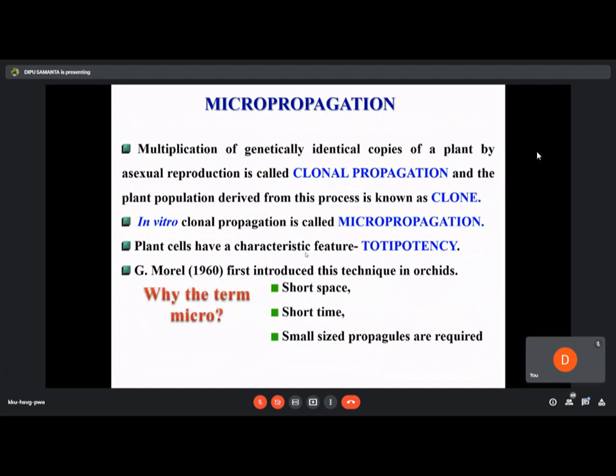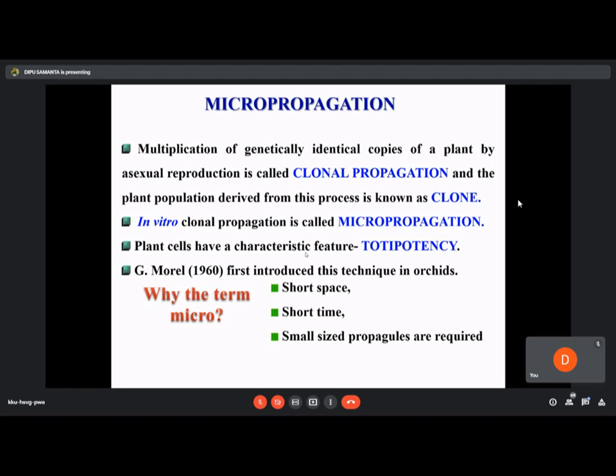Now coming to micropropagation. Before going to the details of micropropagation, I will give you some idea about it. Multiplication of genetically identical copies of a plant by asexual method is called clonal propagation, and the plant population derived from this process is known as a clone. In vitro clonal propagation is called micropropagation. Here in vitro means under controlled condition. Plant cells have a characteristic feature, that is totipotency, the regeneration of a whole plant from a single explant. By this totipotency character, using the in vitro cell and tissue culture method, we can produce a whole plant. G. Morel in 1960 first introduced the term micropropagation in orchids.